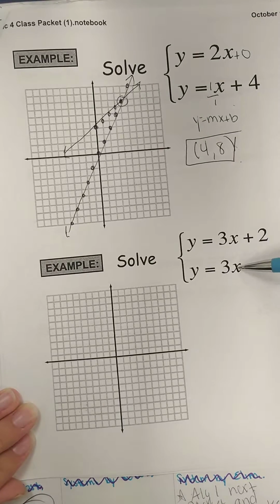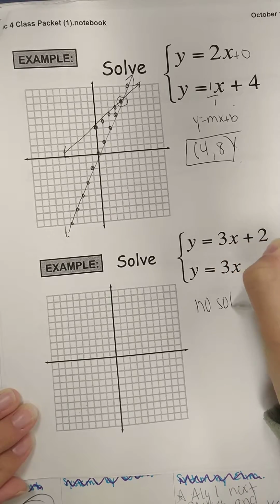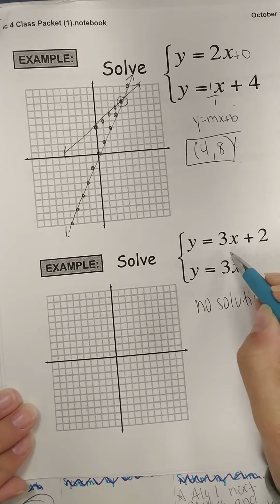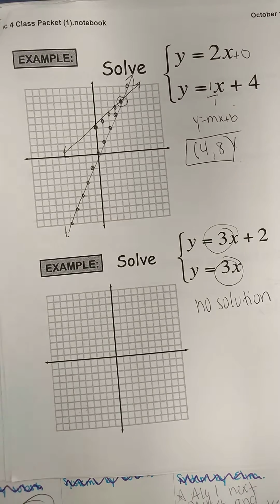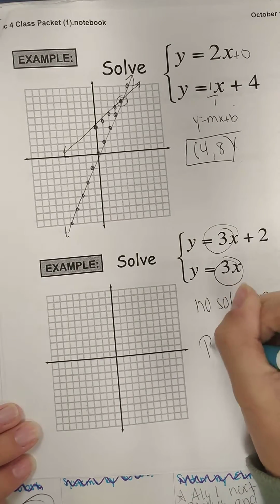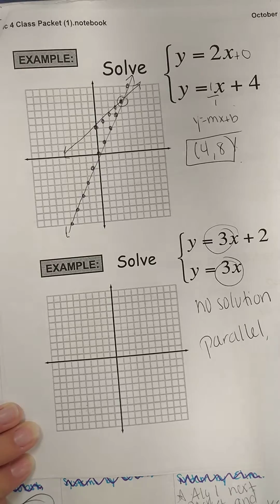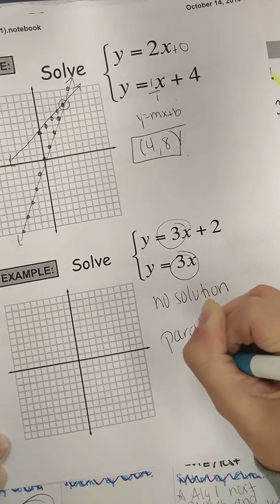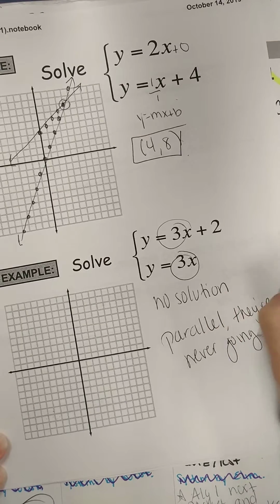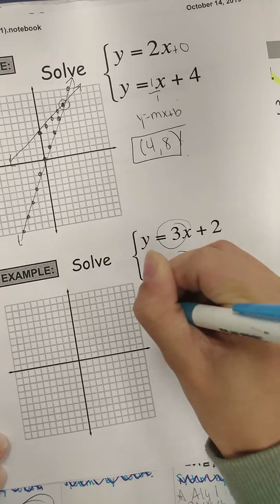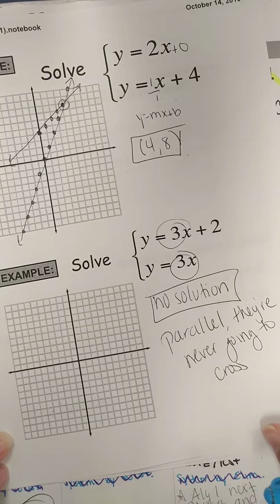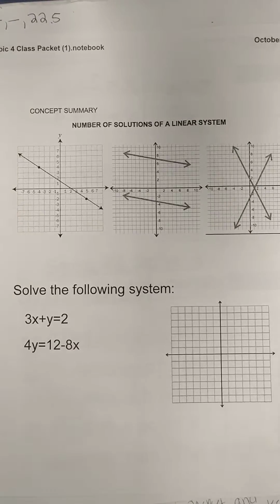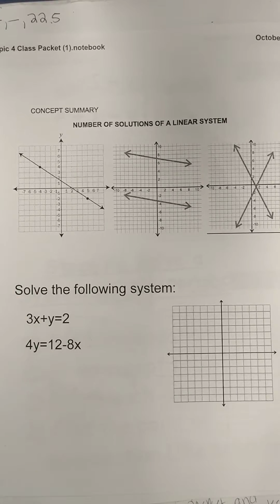This next one, before I even graph it, I know it's going to be no solution because they have the same slope. We learned last chapter that when they have the same slope, they're parallel, which means they're never going to cross. So this one would be no solution. So that leads us into the 3 different types of answers we can get.